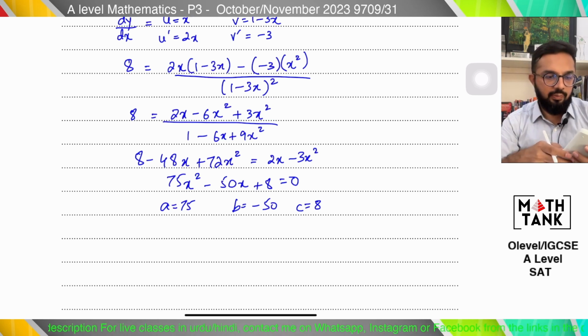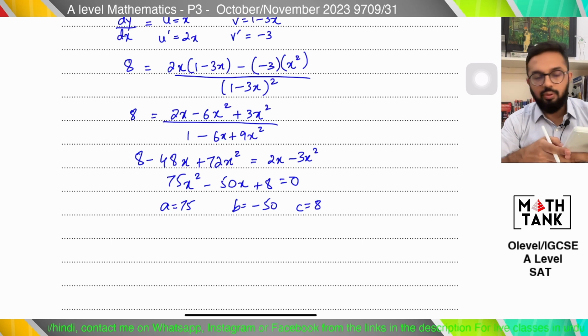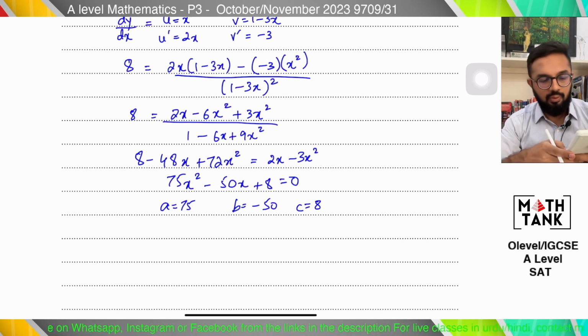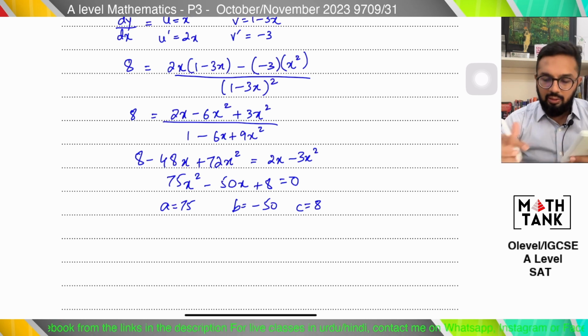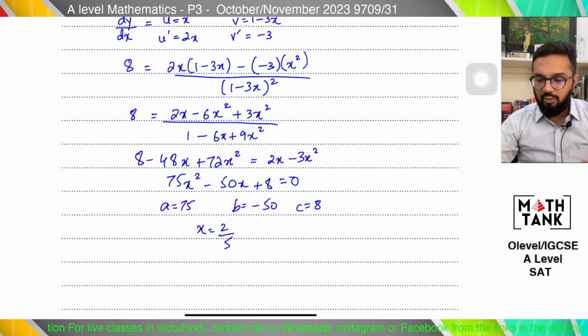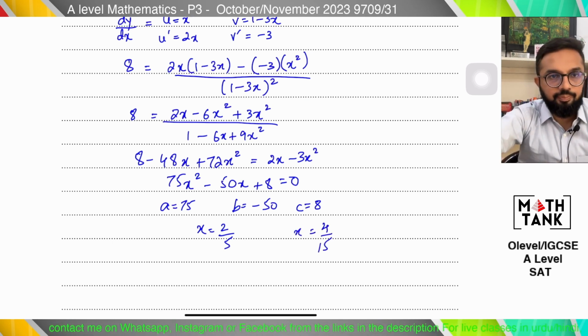So let's solve on our calculators for now. On the exam, you have to make sure that you show me the quadratic formula. 75, minus 50 and 8. So I'm getting x as 2 over 5 and 4 over 15.